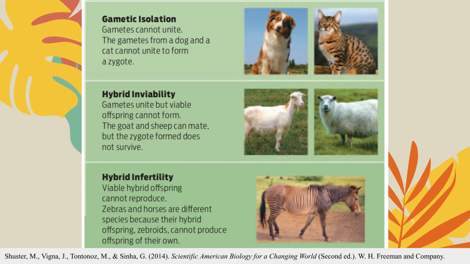This slide shows isolating mechanisms that occur after mating. Gametic isolation happens when sperm and egg cannot fuse, such as between a dog and a cat. Hybrid inviability occurs when fertilization happens, but the offspring does not survive, like goat and sheep hybrids. Hybrid infertility occurs when offspring survive, but cannot reproduce, such as zebroids from horses and zebras. These mechanisms prevent gene flow even after mating.